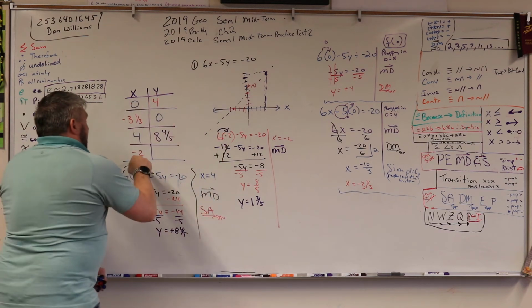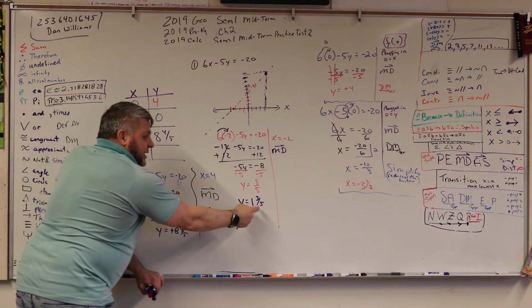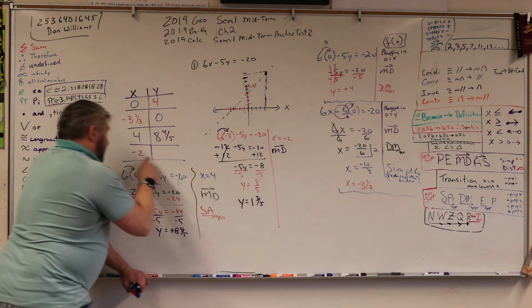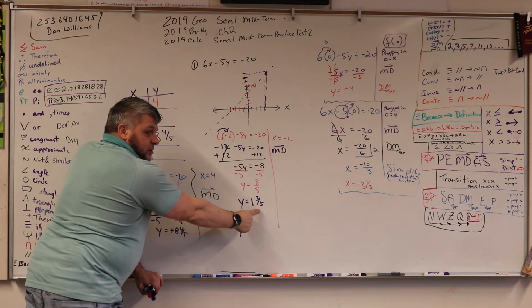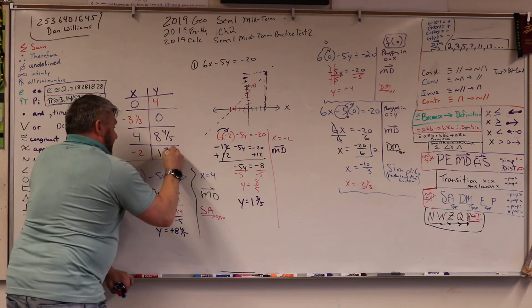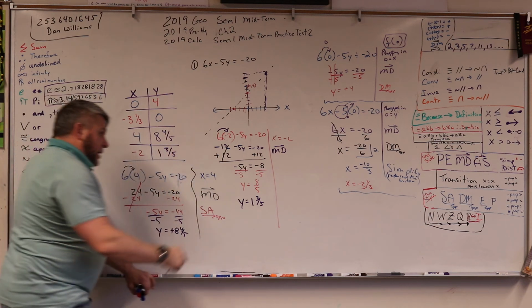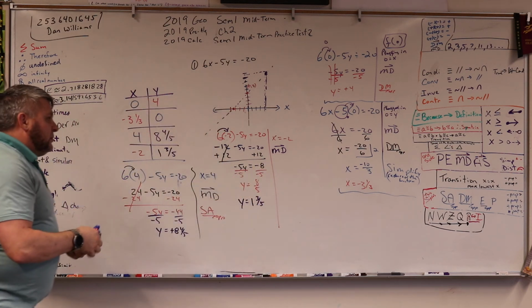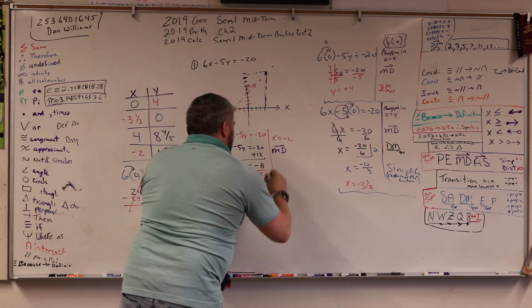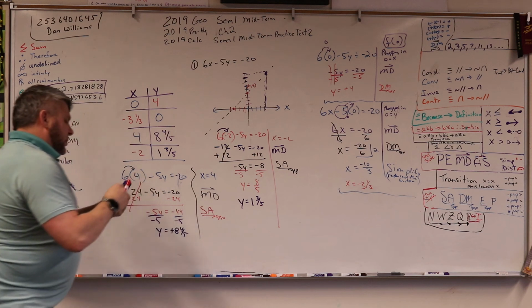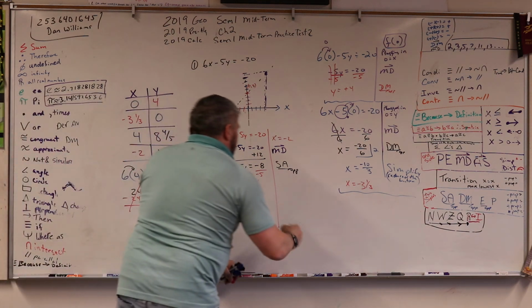Now, at -2, what are we plugging in for y? What is it? 1 and 3/5, right? Okay. Now, what happened here? What's my black? SA. Good job. Okay. What about my red? What happened there? DM. Good. You guys are getting it.